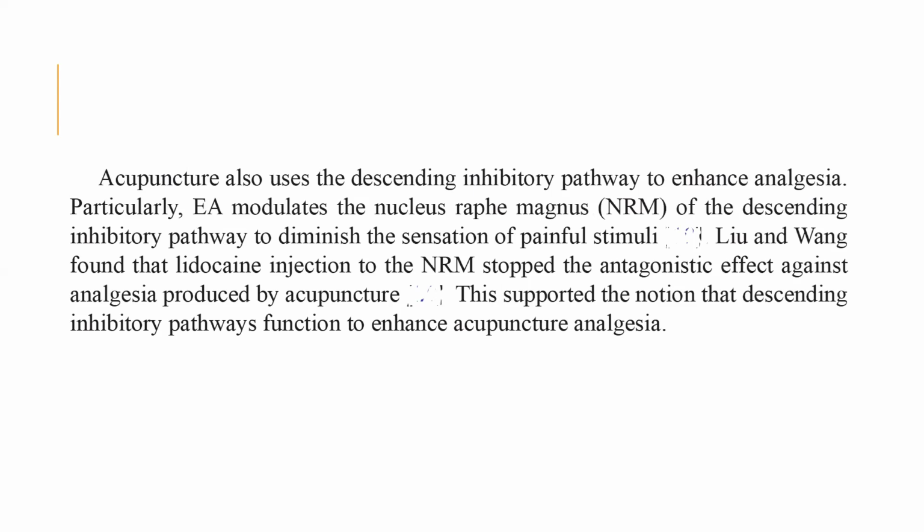Acupuncture also uses the descending inhibitory pathway to enhance analgesia. Particularly, electroacupuncture modulates the nucleus raphe magnus of the descending inhibitory pathway to diminish the sensation of painful stimuli. Liu and Wang found that lidocaine injection to the NRM stopped the analgesia produced by acupuncture. This supported the notion that descending inhibitory pathways function to enhance acupuncture analgesia.